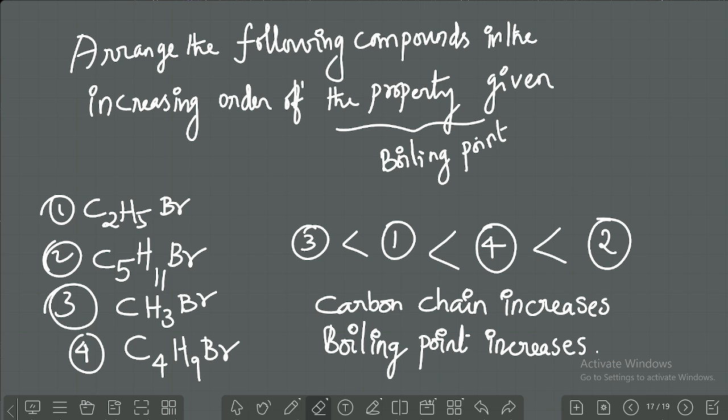Next one, arrange the following compounds in the increasing order of the property given. So in this chapter, the property is boiling point. So, 2 carbon with bromine, 5 carbon with bromine. Listen now. 1 carbon with bromine, 4 carbon with bromine.